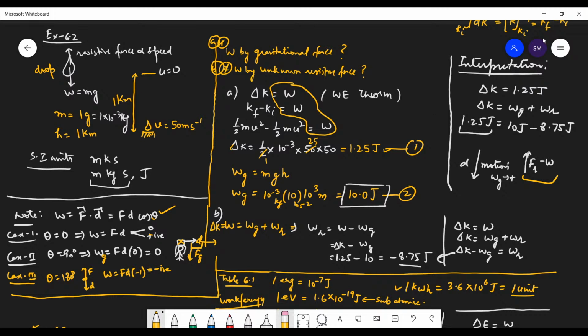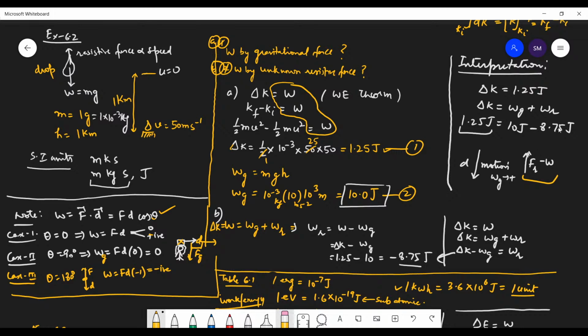So what does this mean? If the change in kinetic energy is 1.25, and the work done by gravitational force is 10 joules, how can the change in kinetic energy be 1.25? Because the work done by the resistive force is negative, and work is a scalar quantity, so we can directly subtract, 10 minus 8.75, and that is why the change in energy is 1.25 joules.